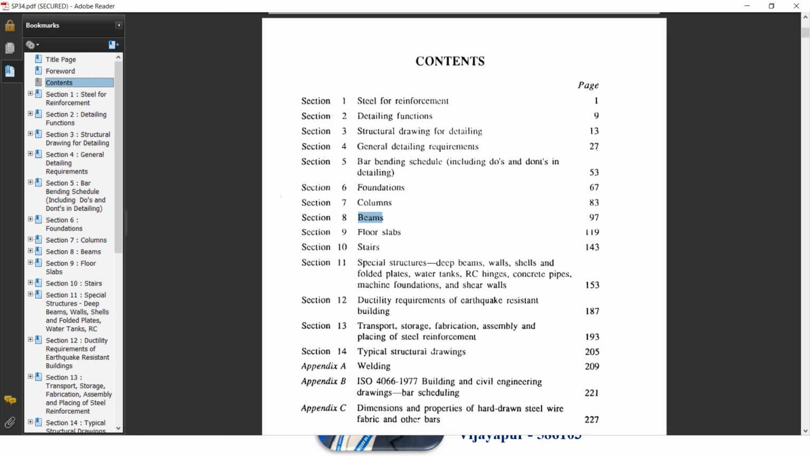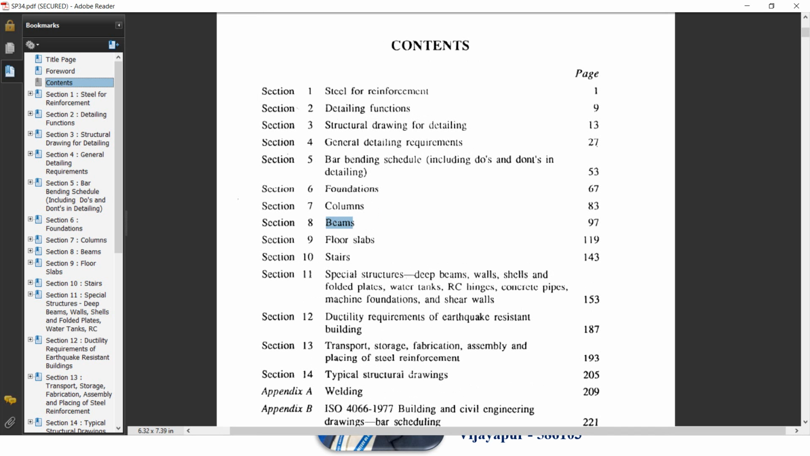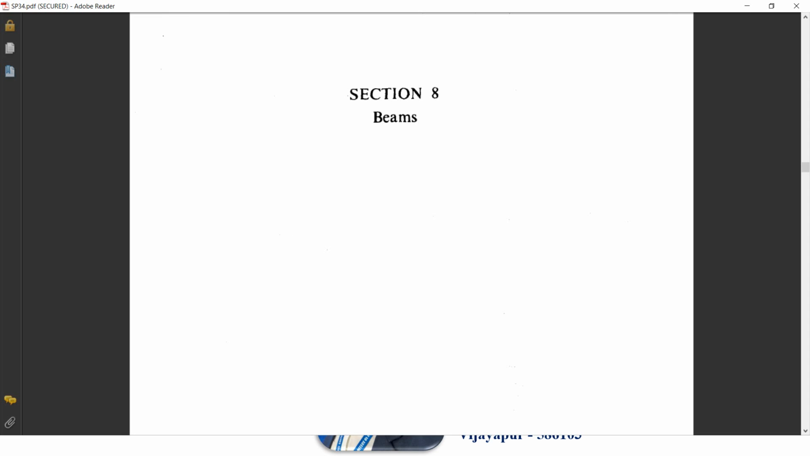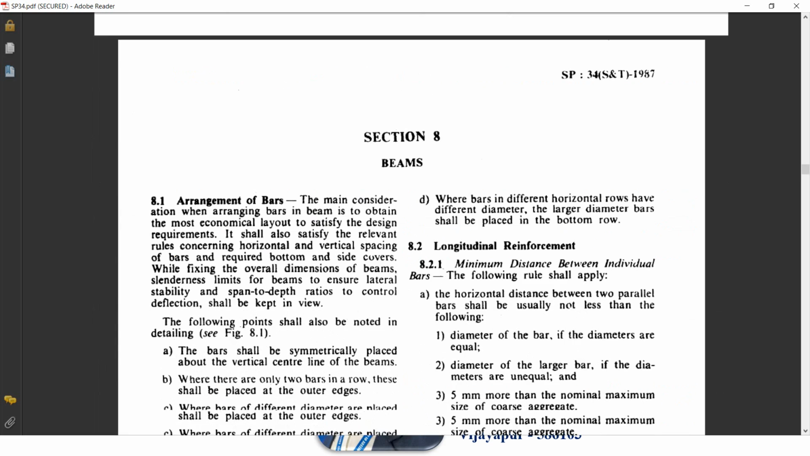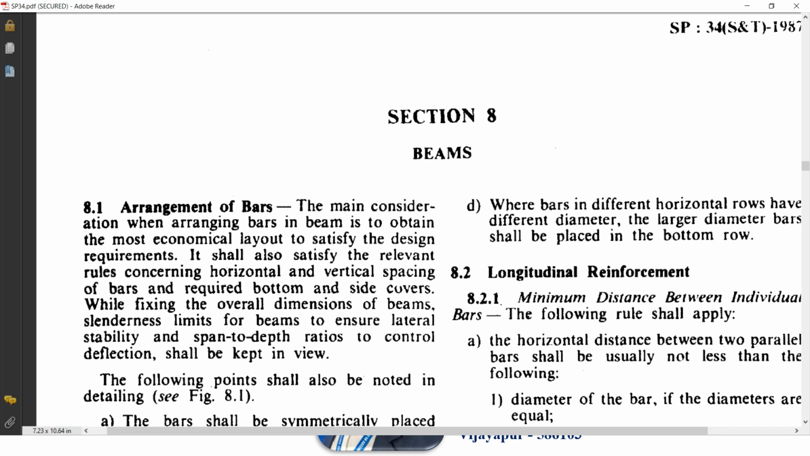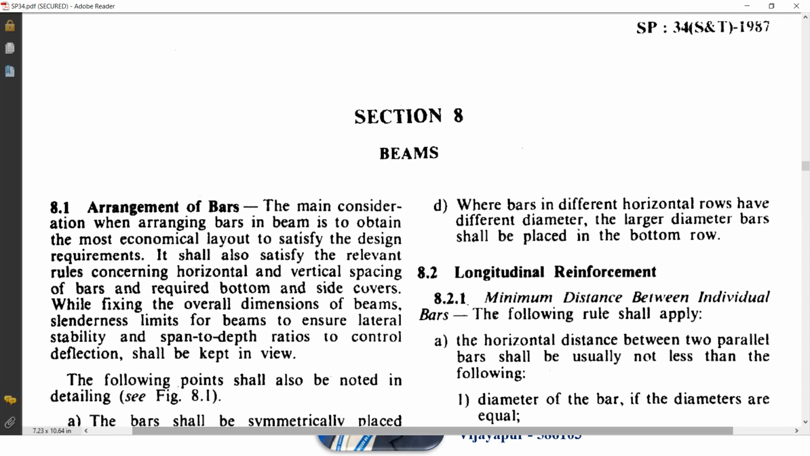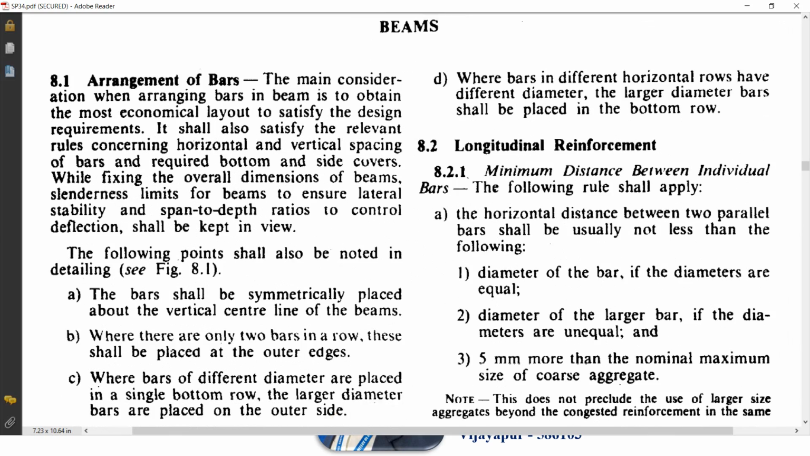If you see the contents of this code book, they have given the detailings of foundations, columns, beams, floor slabs, stairs, and other special structures. And they have given bar bending schedules also, but we will be concentrating on beams in today's video. So let us start with the detailing of beams, which is given in section number 8. In this, first is the arrangement of bars, section 8.1.